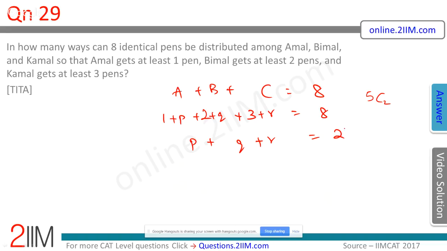But I'm just going to do this more rigorously. I think we have time. We can find this. So it could be 200, 020, 002, right? Or 110, 101, 011. Is that it? So P plus Q plus R equal to 2. Then we get exactly 6 ways of doing this, but that's not 5C2.